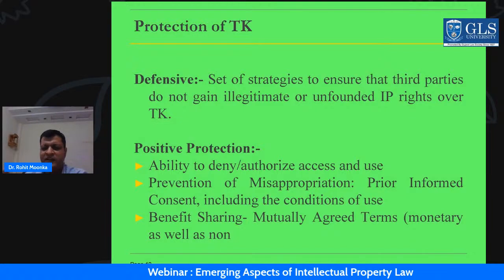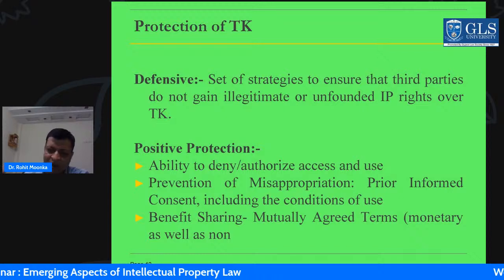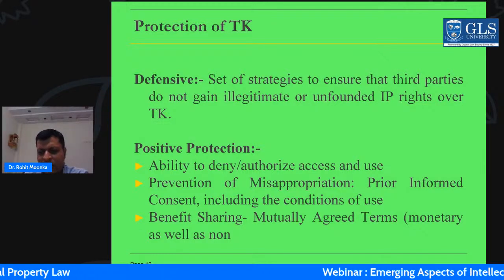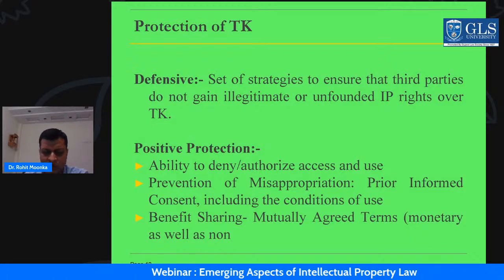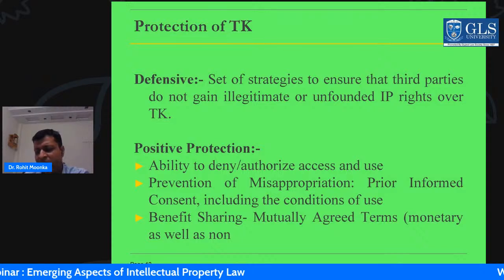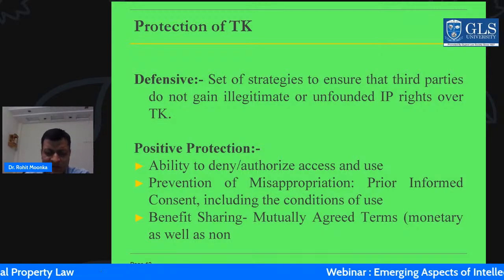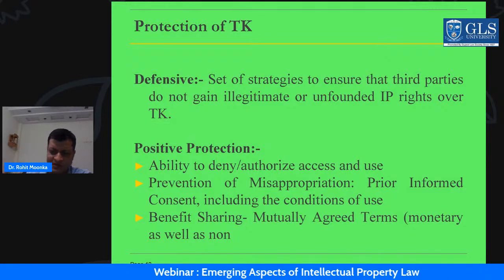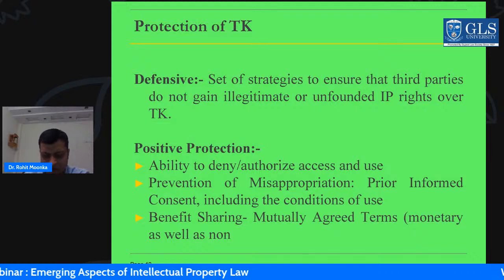It nowhere fits into any of these instruments, because a patent cannot be granted over an invention based on traditional knowledge, because it is already in the public domain and it would not satisfy the requirement of novelty. Similarly, copyright cannot be granted because copyright requires fixation, and most traditional knowledge is not in a fixed form. It is orally transmitted, as I mentioned earlier, or it is not documented, so to speak.